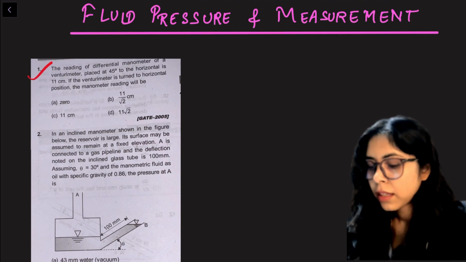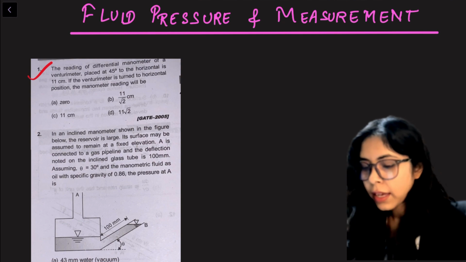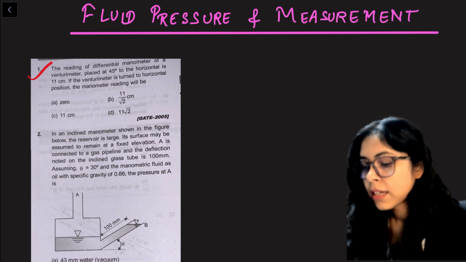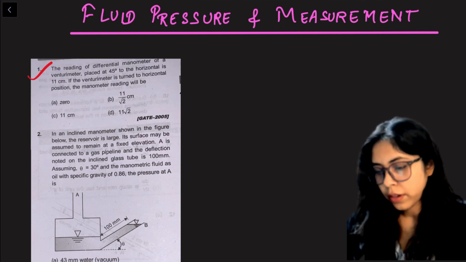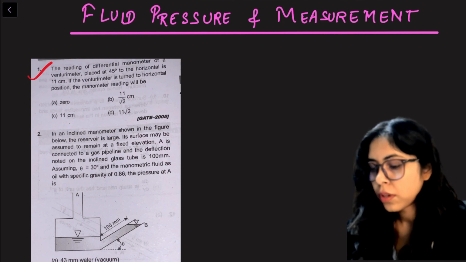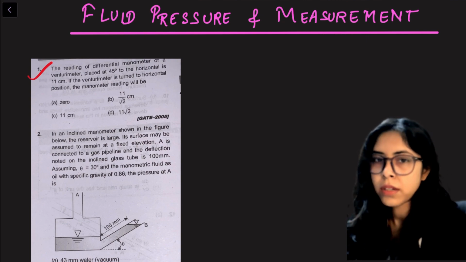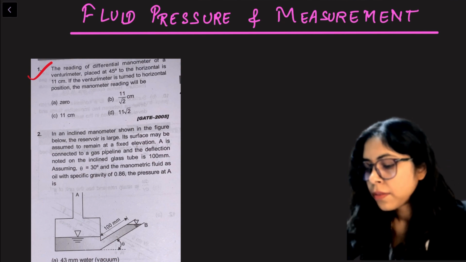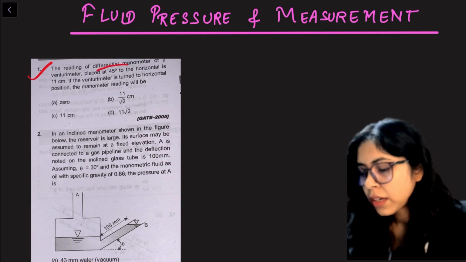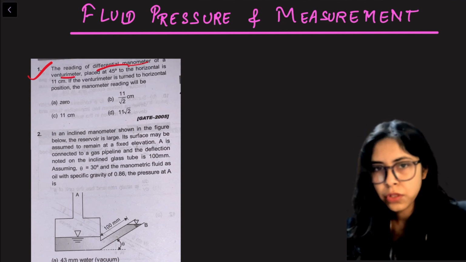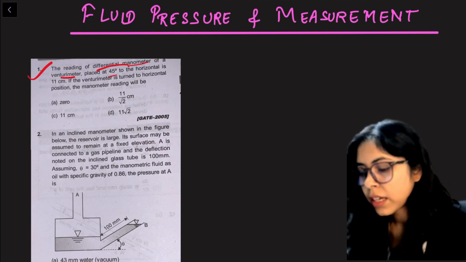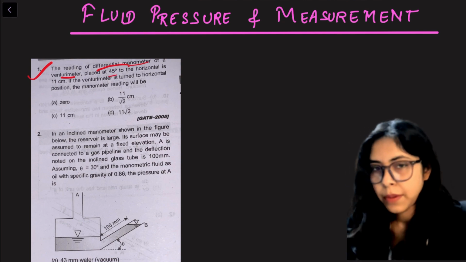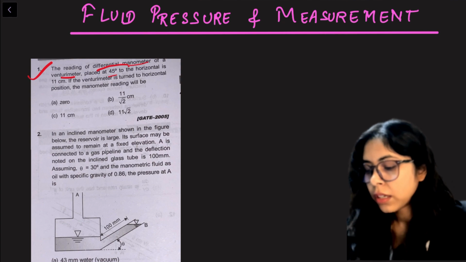Let's read this. The reading of a differential manometer of a venturimeter placed at 45 degrees to the horizontal is 11 centimeter. So a differential manometer is attached into venturimeter. For now you don't need to understand what is venturimeter. That is in further chapters. So here we have to see the differential manometer is there, which is attached to a venturimeter placed at 45 degrees to the horizontal is 11 centimeter. If the venturimeter is turned to horizontal position, the manometer reading will be.